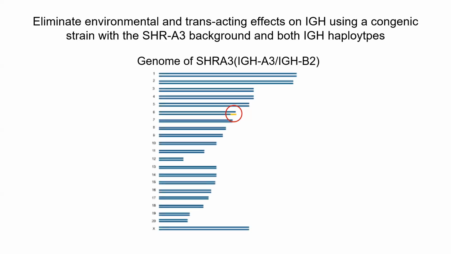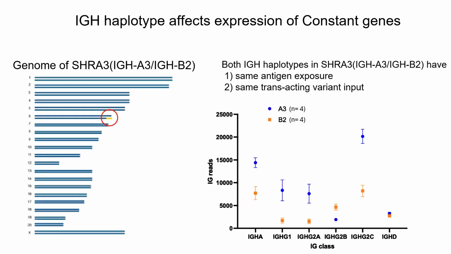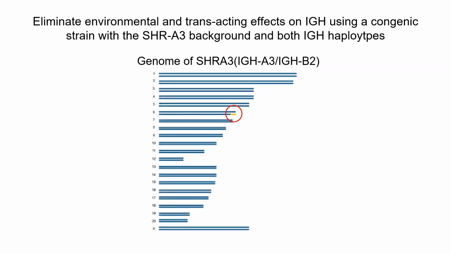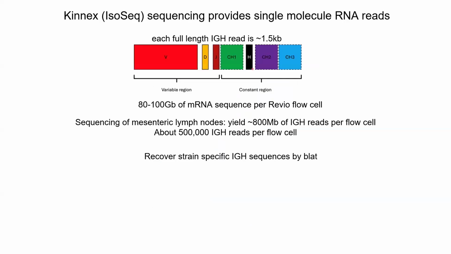So our approach to beginning to understand heritability in this region is to make a congenic that's isogenic for the A3 genetic background, but the IgH locus contains both haplotypes. So individuals of this type will be able to express from both haplotypes, but will always have the same environmental input within the same individual animal.